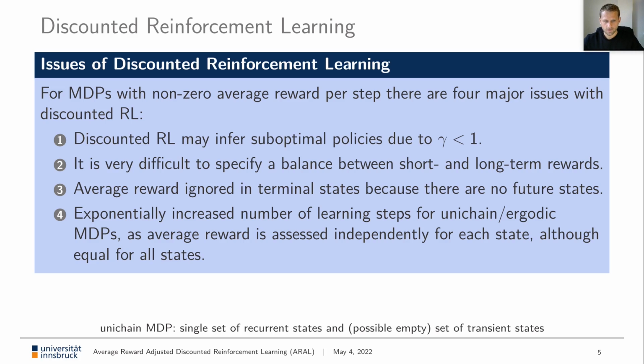Then, third, in case of terminal states, the average reward is simply ignored because there are no future states. Or in other words, for episodic MDPs, it doesn't work very well. And finally, in the case of unichain or ergodic Markov decision processes, the learning time is exponentially increased because although the average reward per step is shared among all the states, it's the same for all the states, the average reward is assessed independently for each state.